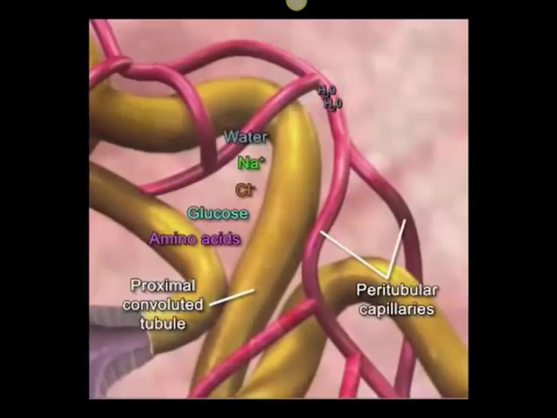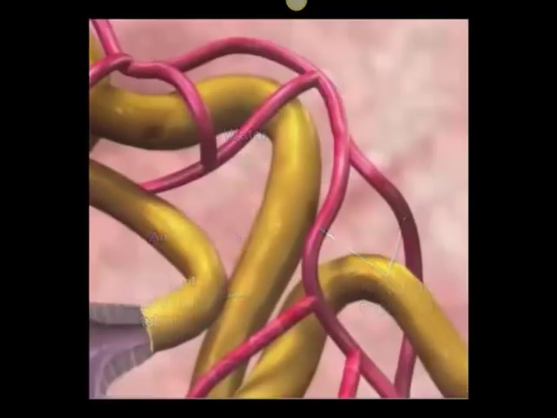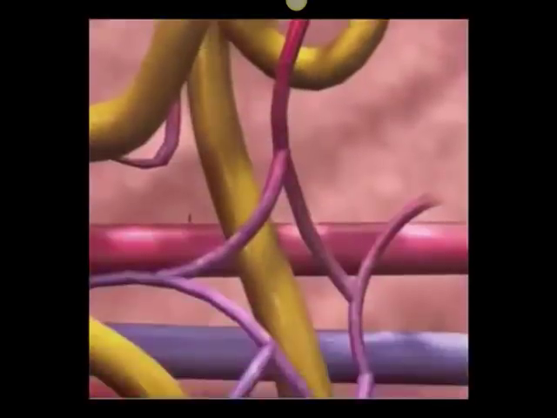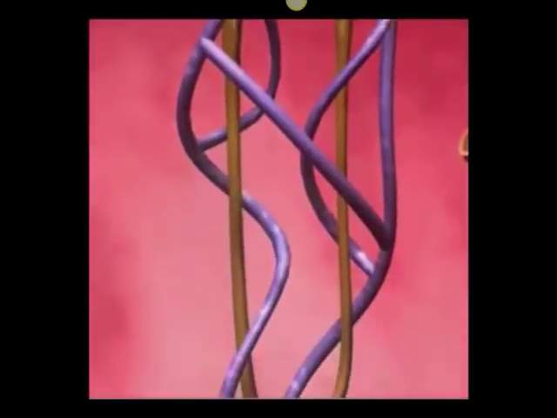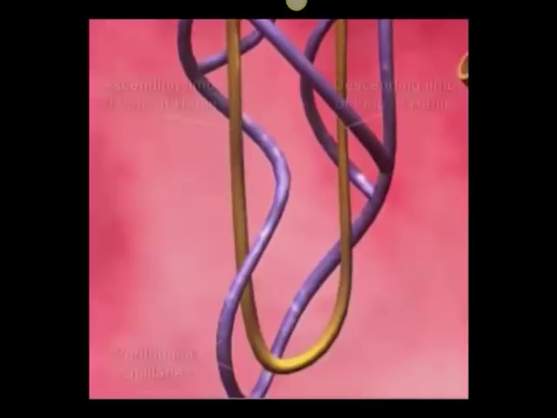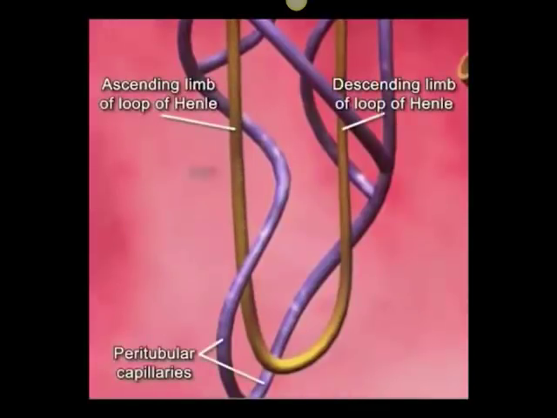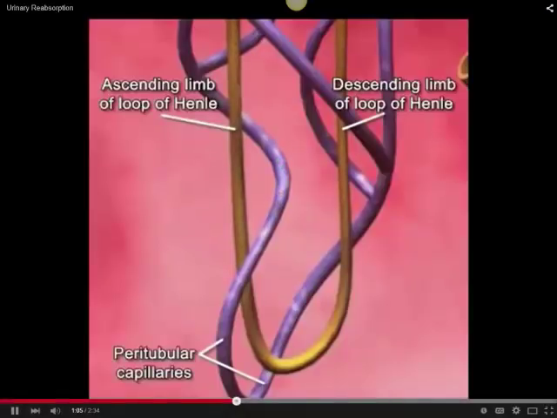In the proximal convoluted tubule, the sodium and chloride are transported out of the tubule into the blood. Then, water follows. In the loop of Henle, the pattern repeats itself. Sodium and chloride are transported out of the tubule into the blood. Then, water follows.